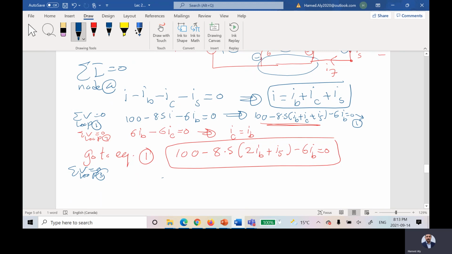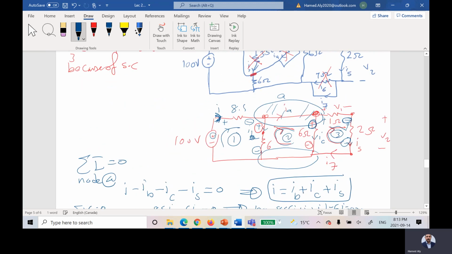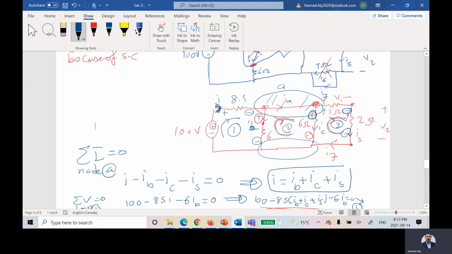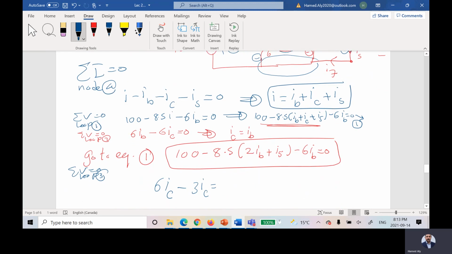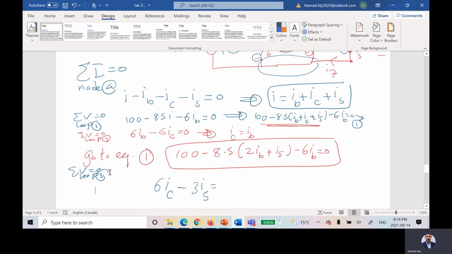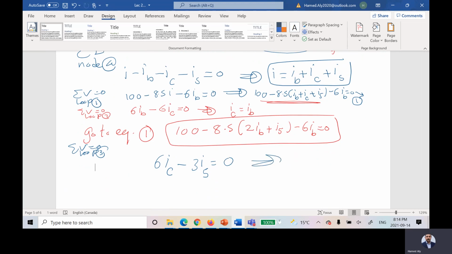So positive 6 IC, negative I5 multiplied by 2 plus 1, which is 3, times what? Times I5. This guy is I5. Based on that, I can say from that equation that 6 IC is equal to 3I5. Based on that, I can say 2 IC is equal to I5.